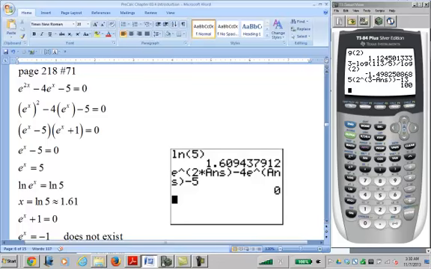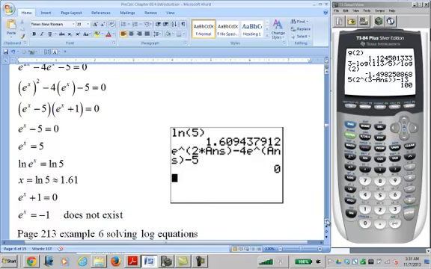e to the x equals 5. We take the log of both sides, natural log of both sides, and so we get x equals ln of 5, which is 1.61. You get that on your calculator. ln of 5, 1.609. And then here I plug it in to check the answer. So here's one solution, x equals the ln of 5.